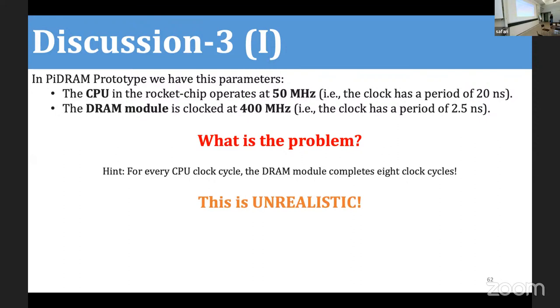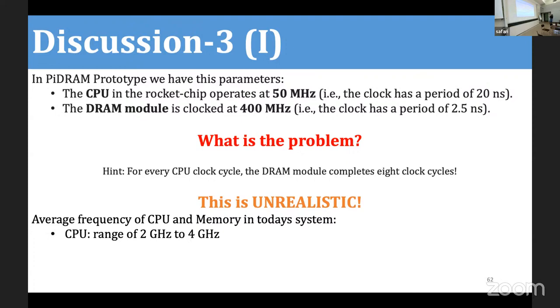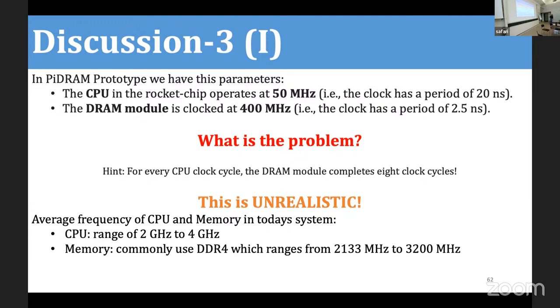This is our realistic case, where usually the memory is much slower. We can see here usually the CPU ranges from 2 gigahertz to 4 gigahertz, and the common memory is DDR4, which ranges to this. So in PiDRAM the memory is faster than the CPU, and basically the evaluation of what they've done on PiDRAM is optimistic. Is it correct? Because we're going to continue with this.